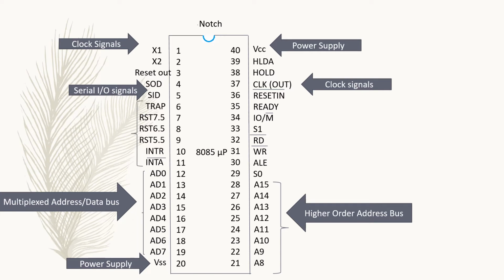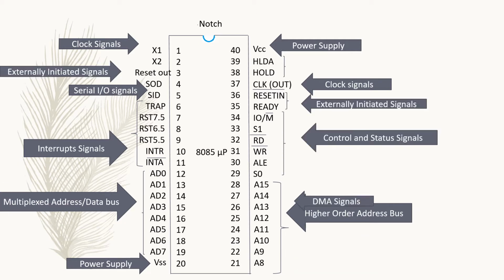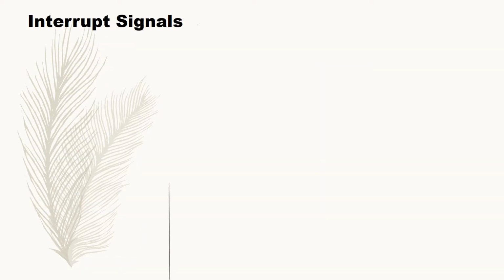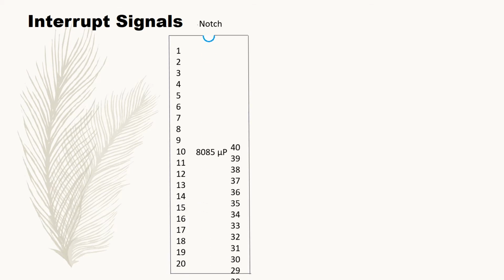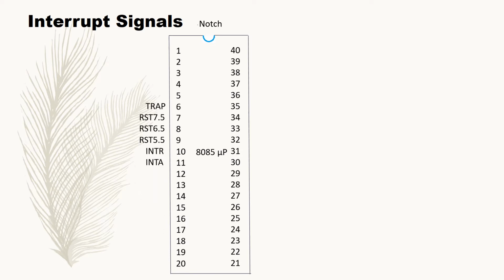Today we are going to learn about the serial input output signals and the interrupt signals. So we are going to elaborate on them. First, start with the interrupt signals. You can see, interrupts we have already discussed in the previous classes. Pin numbers 6 to 11 are occupied by the interrupt signals. Let us discuss each interrupt signal in detail.